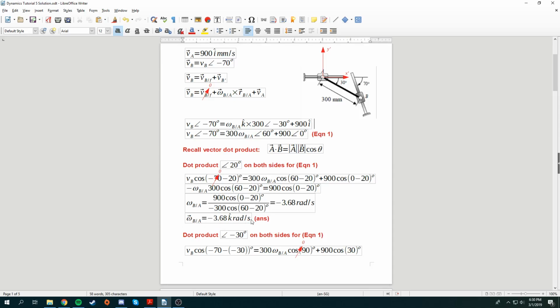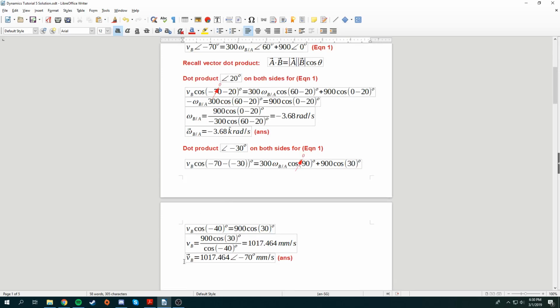Next thing, I'm trying to find velocity of b because I know what's omega b from A. So remember this equation 1. Now I'm trying to get rid of omega b from A. So let's think of an angle, a unit vector that can get rid of omega b from A. Oh, negative 30 degrees, because 30 degrees and 60 degrees is 90 degrees in between. So I dot product this on both sides. Very simply, I can get velocity of b, that will be 1017.464 mm per second, and in vector form, that will be 1017.464 in a negative 70 degree direction, mm per second. So that's the answer for question 1.